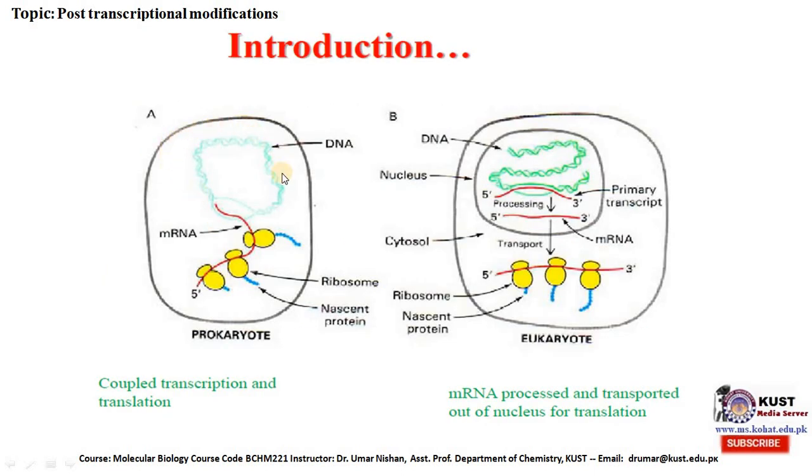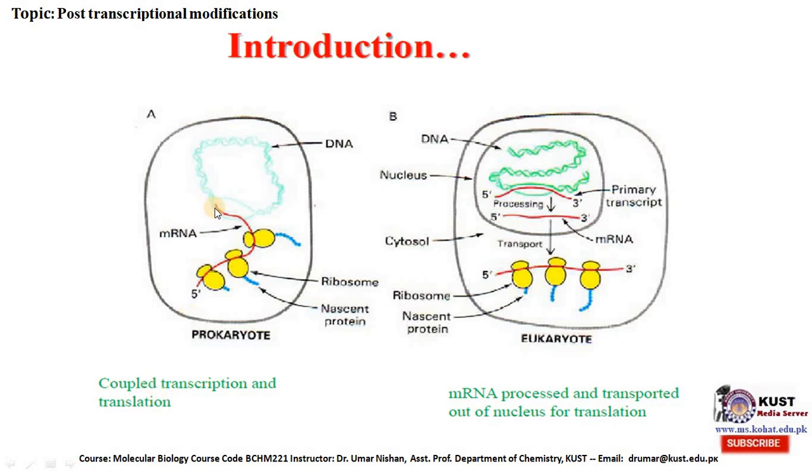Now, there are two broad categories of organisms. One is prokaryotes, and this is how a prokaryotic cell looks. The DNA is here. Messenger RNA, in red, is formed when transcription occurs. These yellow ones are ribosomes, the two subunits, and nascent protein is formed. So this is generally coupled transcription and translation. The processes of transcription and translation are coupled.